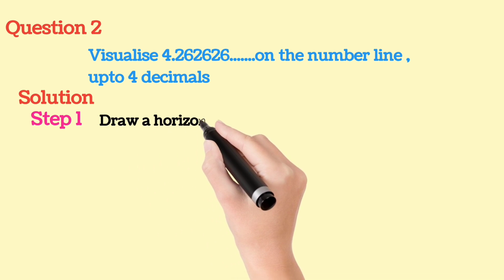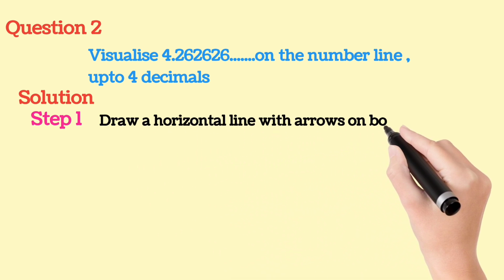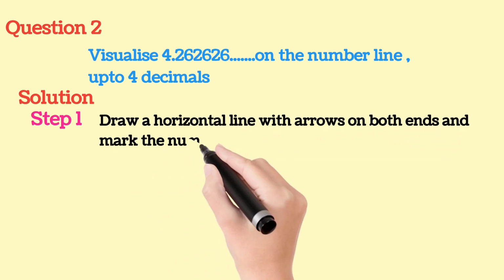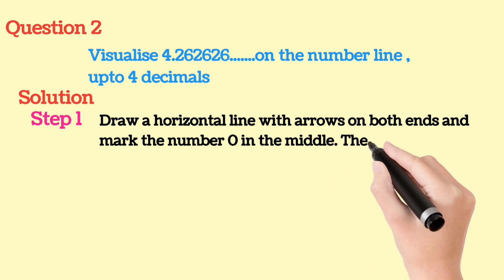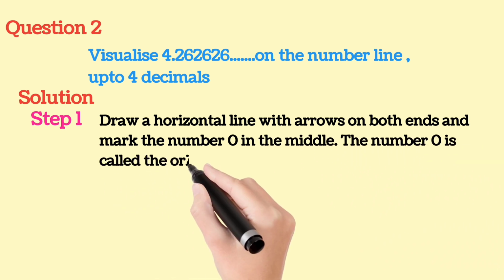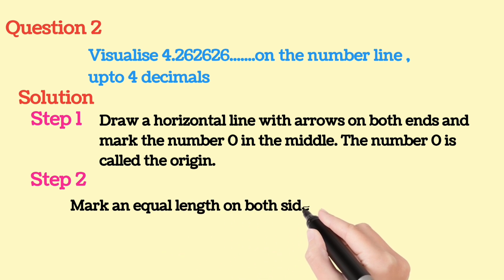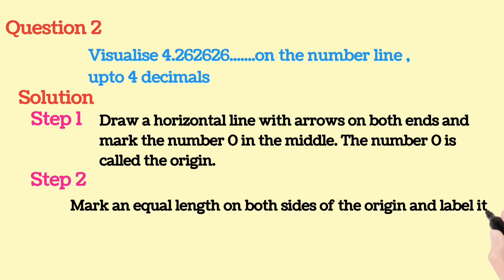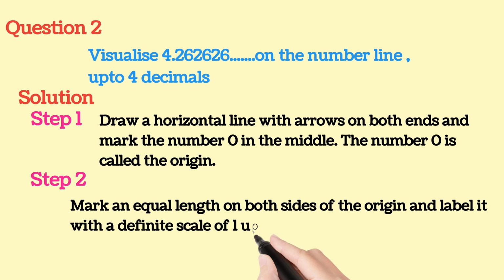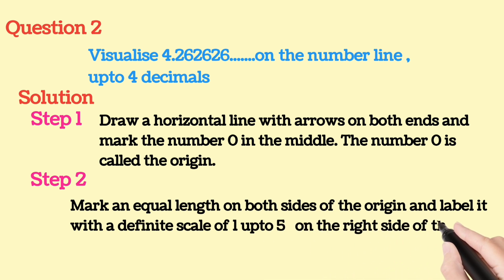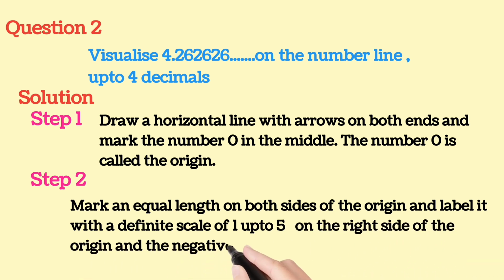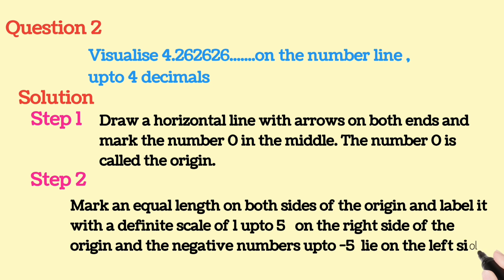Solution. Step 1: draw a horizontal line with arrows on both ends and mark the number 0 in the middle. The number 0 is called the origin. Step 2: mark an equal length on both sides of the origin and label it with a definite scale of 1 up to 5 on the right side of the origin, and the negative numbers up to -5 lie on the left side of the origin.